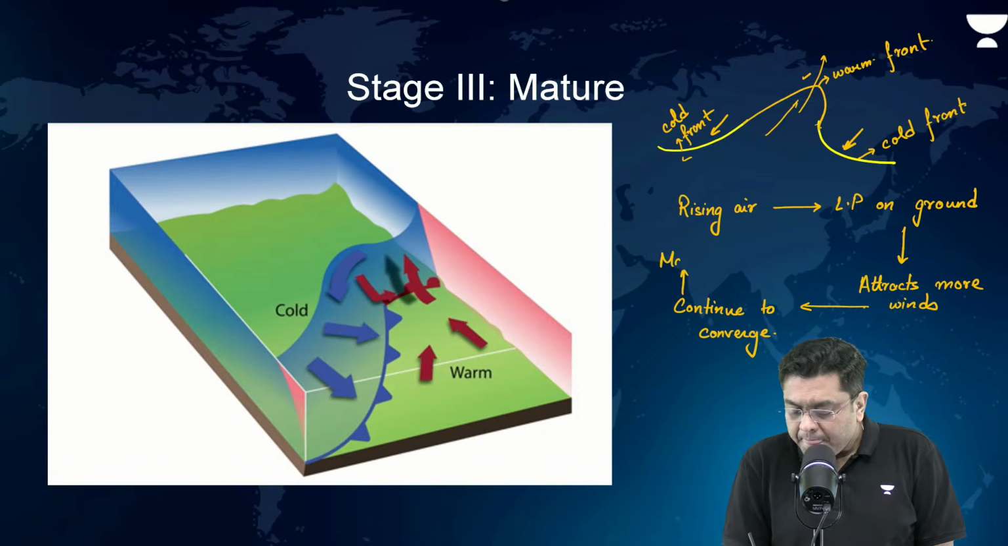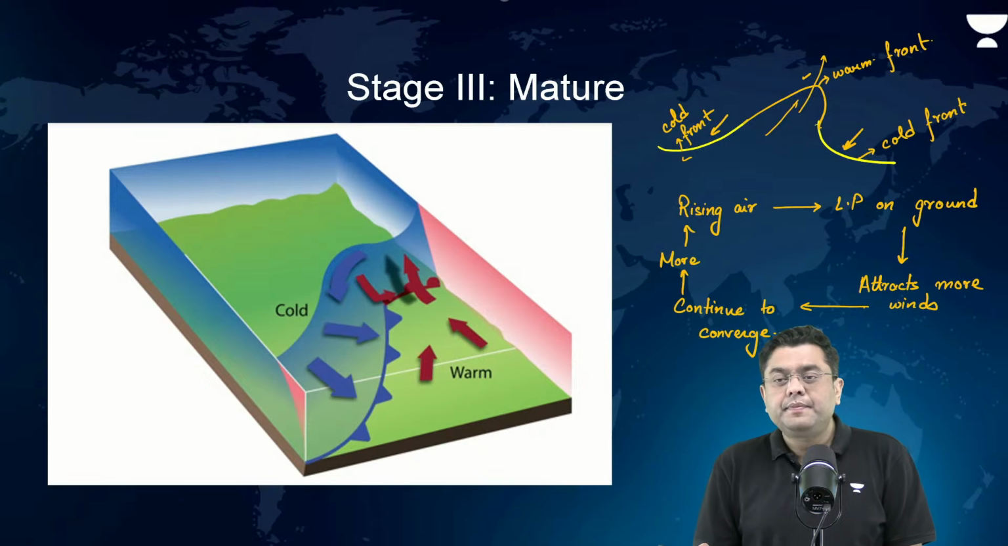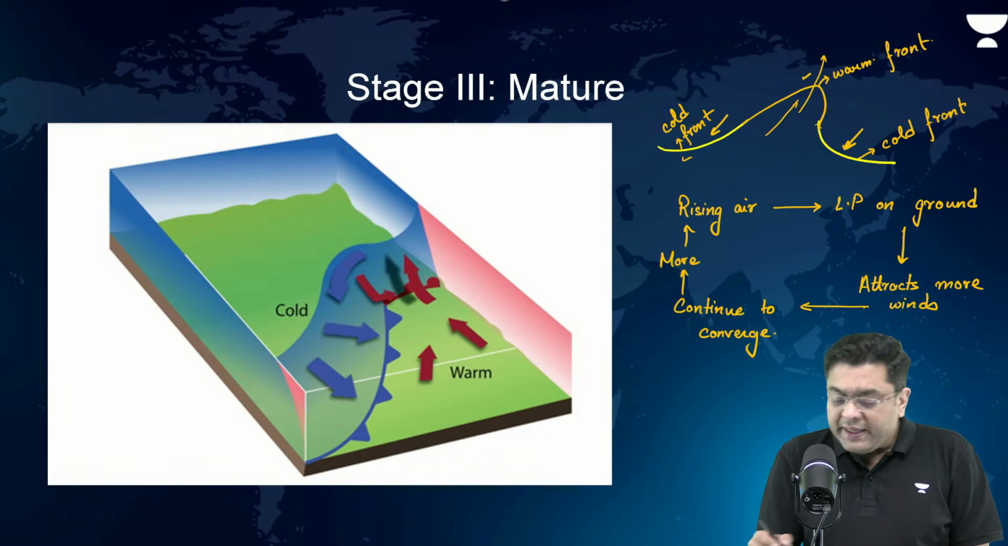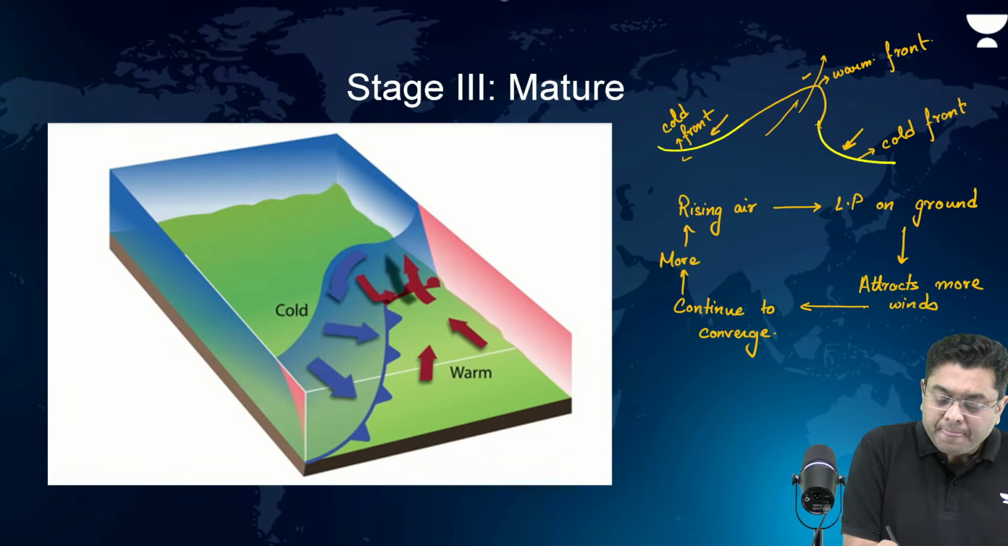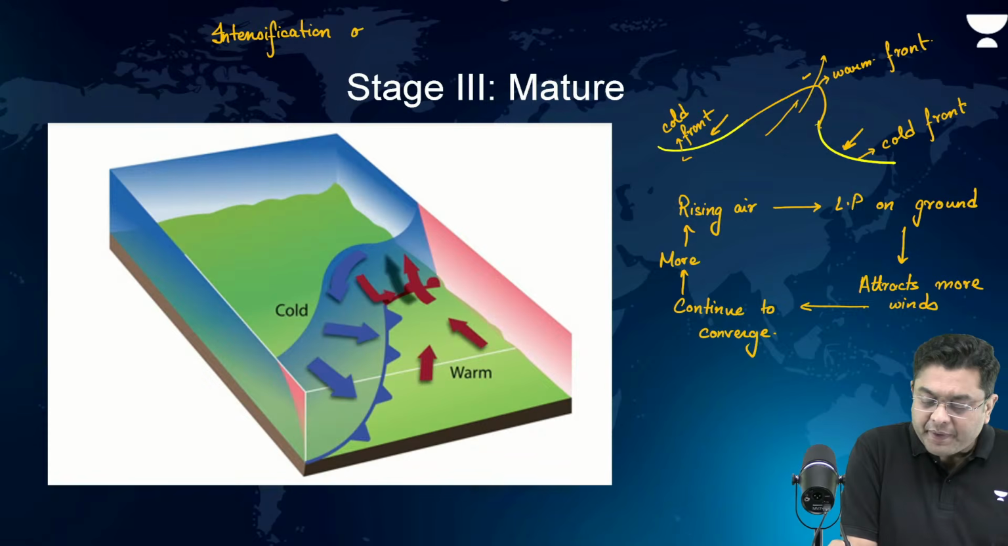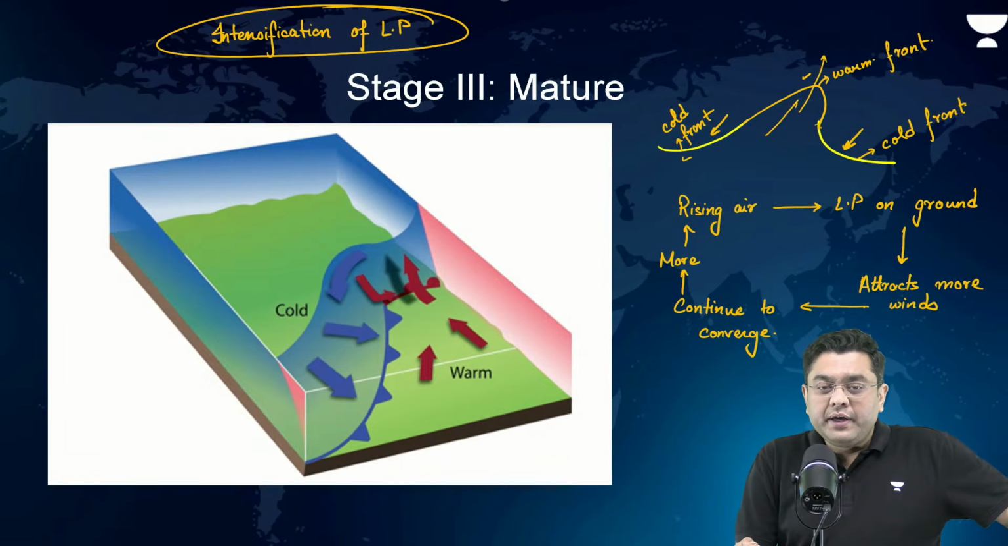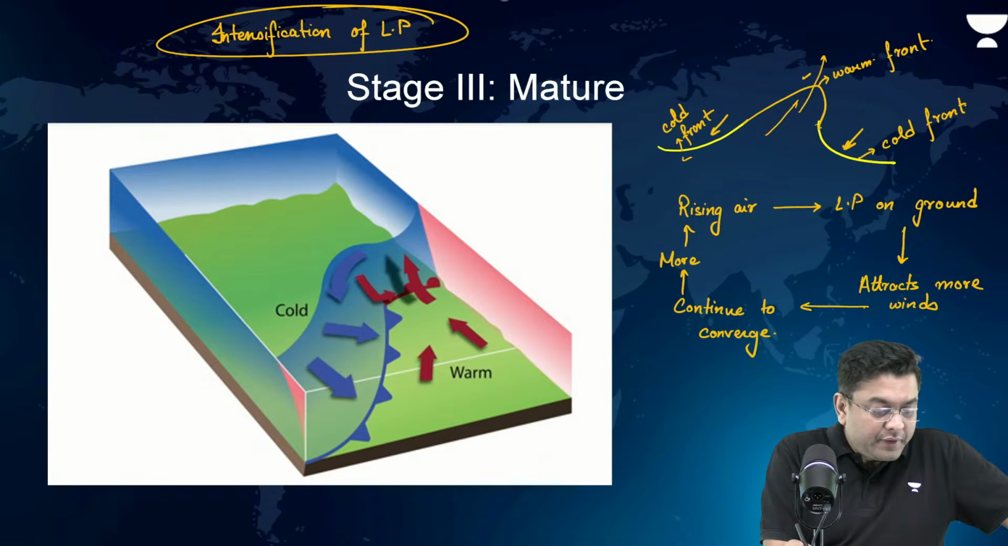More rising air. And that is the process which will continue. A cycle is going to continue. This is going to lead to intensification of the low pressure. Intensification of low pressure will happen. And this is where you have the case of cyclonic formation.